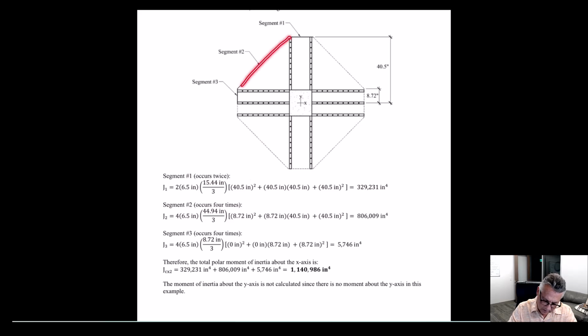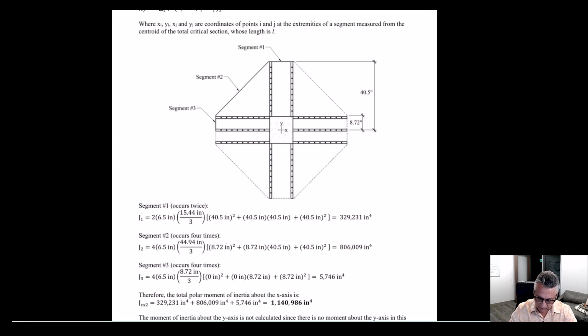So that's it. That explains, that sums all of the perimeter of the critical shear plane number 2. So those all add up to 1,140,986 square inches.